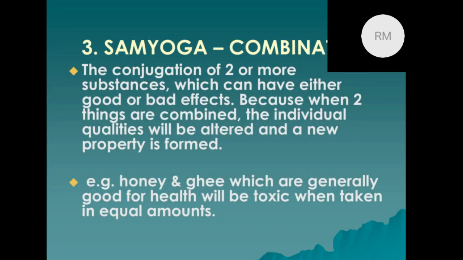And third is combination. When you combine substances, again, you can produce good or bad effects. When two things are combined, the individual qualities will be altered and a new property is formed. Honey and ghee are generally good for health, but if you combine them together in equal quantities, they are supposed to be not good. Whereas turmeric and pepper, when we combine them, their efficacy becomes enhanced. So the third important principle is combining.